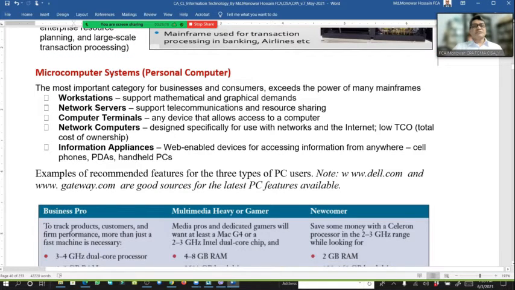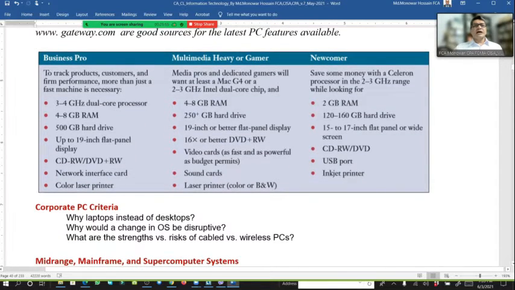And the microcomputer system, that is the personal computer, we are all familiar with that. The microcomputer or personal computer is the most important category for business and consumers. At this moment we are taking our class through a personal computer also, and it has the power of many mainframes. A workstation is also a personal computer, a microcomputer, that supports mathematical and graphical demand, along with network servers, computer terminals, network computers, information appliances, etc. If we see the examples here, what is used on the business side, another media-heavy one for gaming PC, and a newcomer in the future will come. That is the corporate PC criteria.